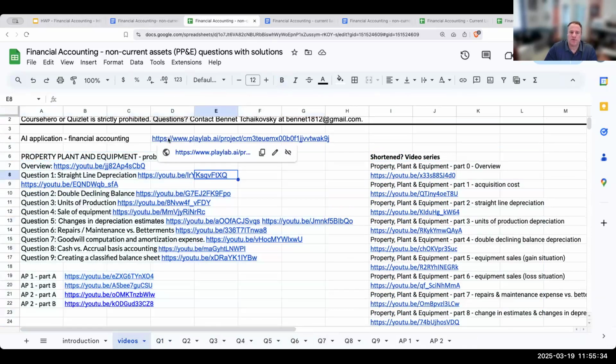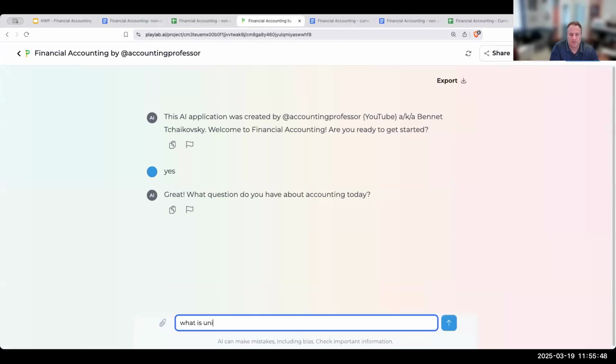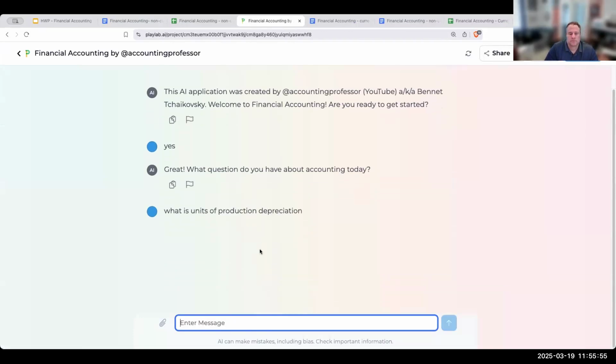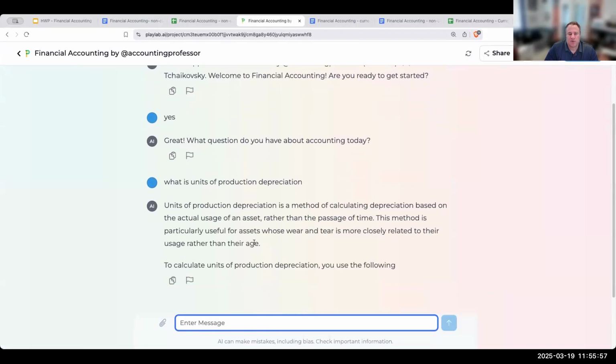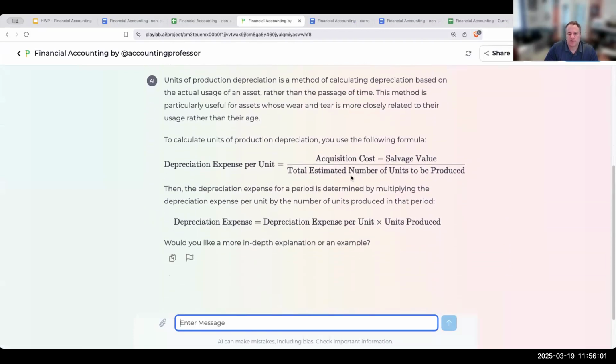And as always, if you don't understand a concept, I have an AI application right over here, and I say yes, and then it asks me what question you want to ask, and I'll ask what is units of production depreciation. I'll just ask that question, and right over here, there you go. So this will hopefully help you if there's something you don't understand.